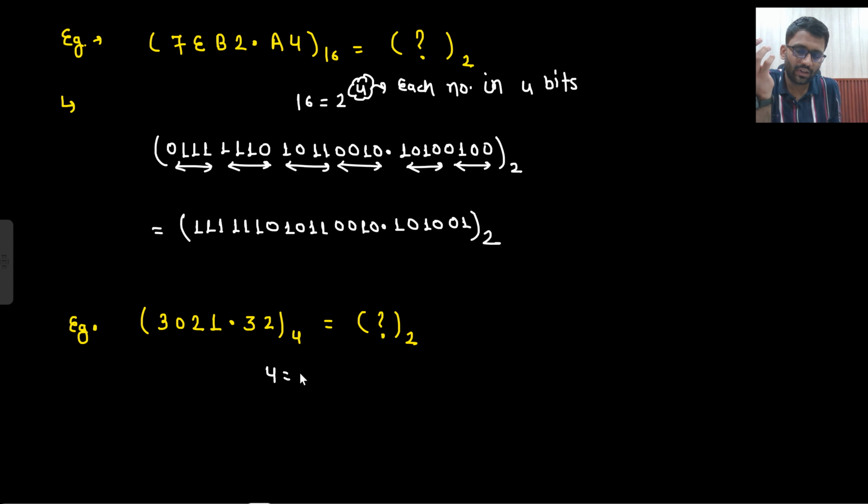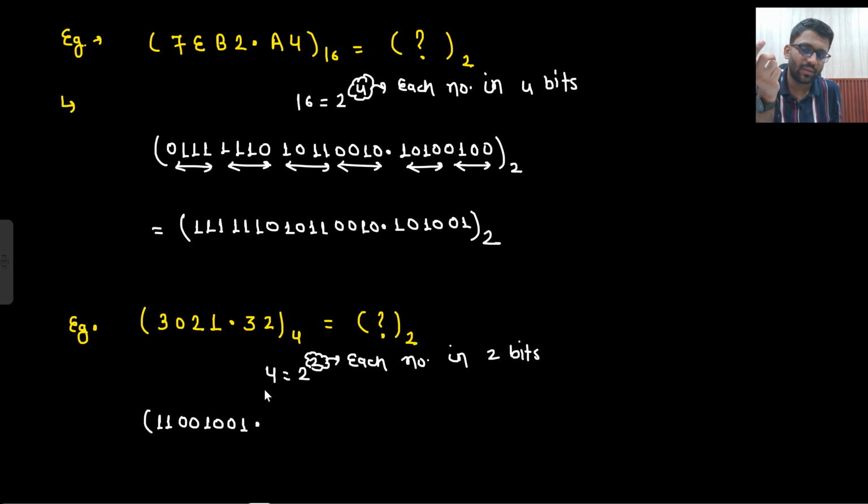That is 4. 4 is 2 to the power 2. So each number in 2 bits. So 3 1 0 2 0 3 2. 3 can be denoted as 1 1. 0 can be denoted as 0 0. 2 can be denoted as 1 0. 0 can be denoted as 0 0. 3 can be denoted as 1 1. 2 can be denoted as 1 0. That's it. That's the answer. Very easy thing.